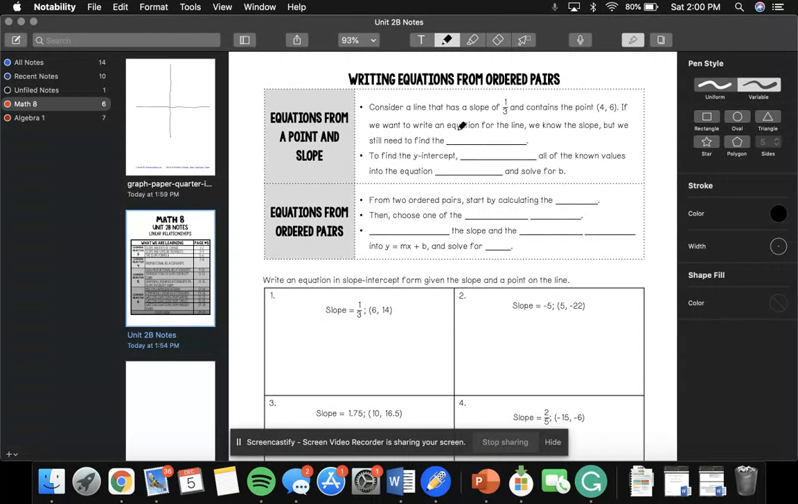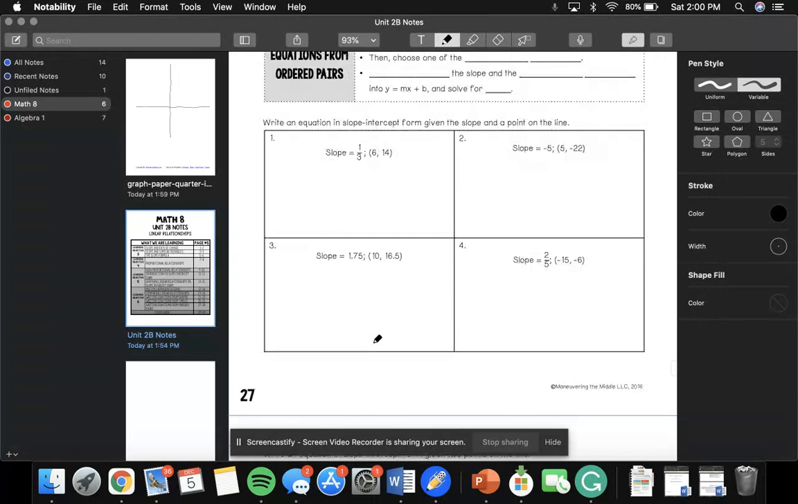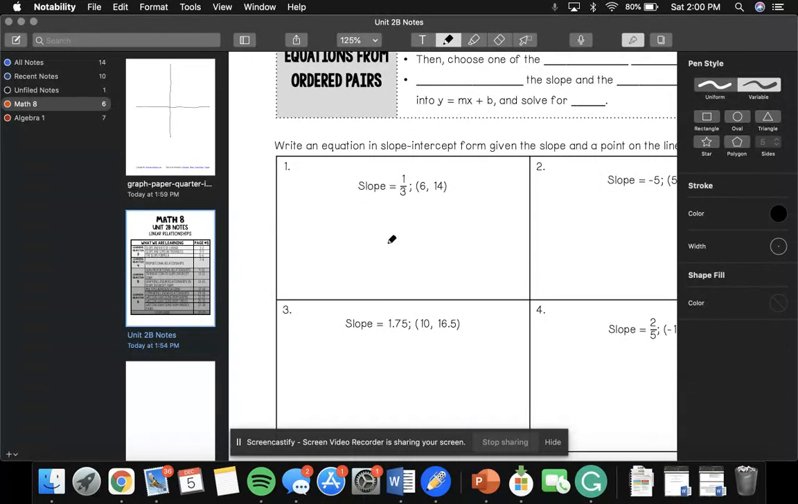So instead of filling out this information first, I'm actually going to do a problem first and then go back and hopefully show you guys a couple different ways, so then you can pick whichever method you would prefer. I'm going to do a problem that has a slope of 1/3 and it crosses through the point (6, 14). Okay, and I want to write the equation of it.